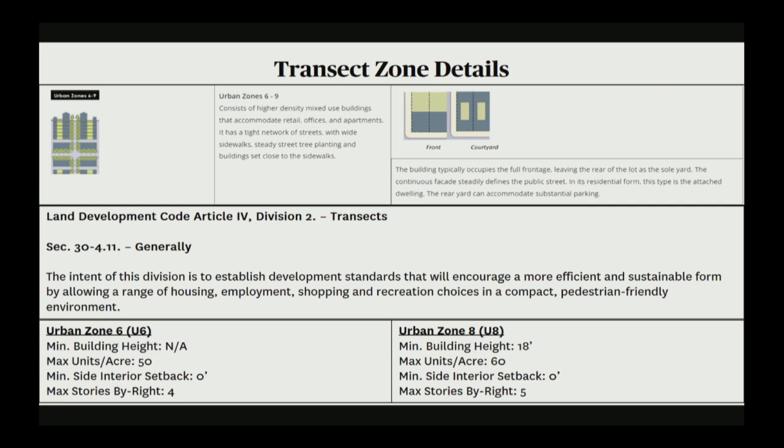In U6, you see there is no minimum building height. There is a maximum of 50 units per acre. There are no side interior setbacks, and the maximum stories by right is 4. In U8, you have a minimum building height of 18 feet, a maximum of 60 units per acre, no side interior setbacks, and a maximum by right of 5 stories.